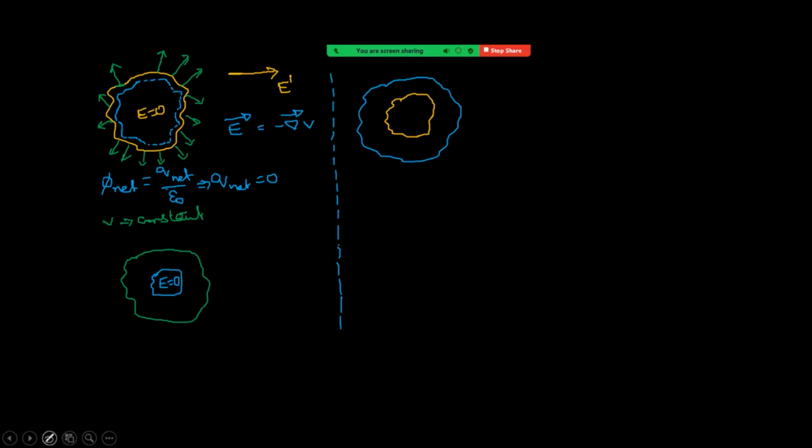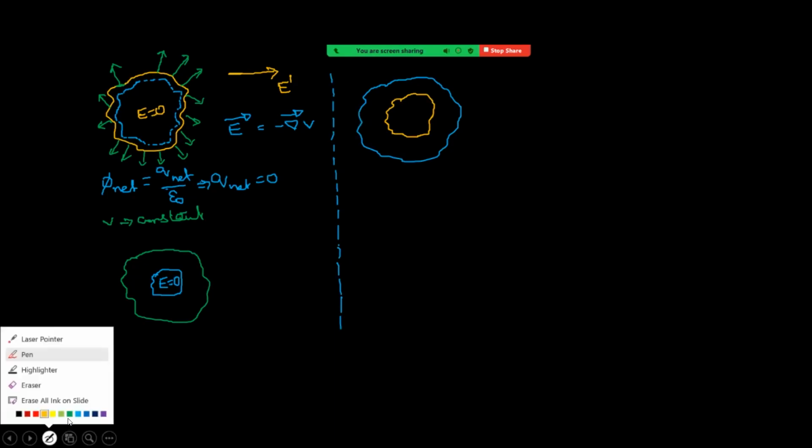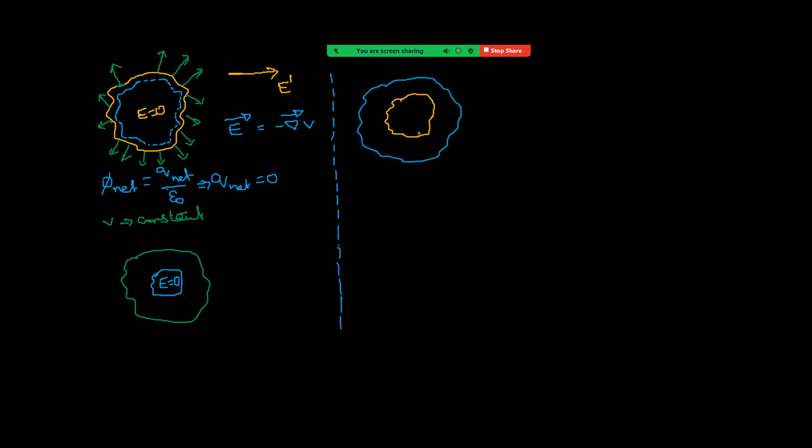Let us consider a charge placed inside the cavity. Suppose it is plus Q. A positive charge is placed inside the cavity. Now see what happens. Because of this positive charge, an electric field is present in the cavity.